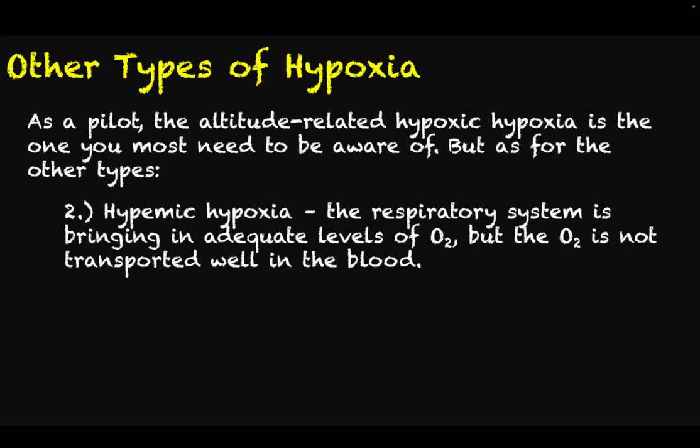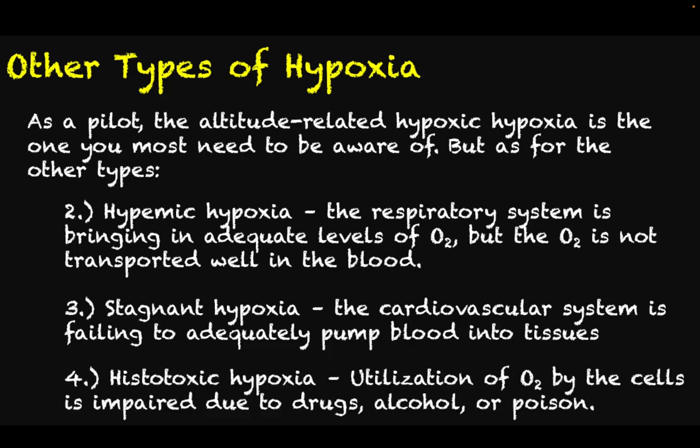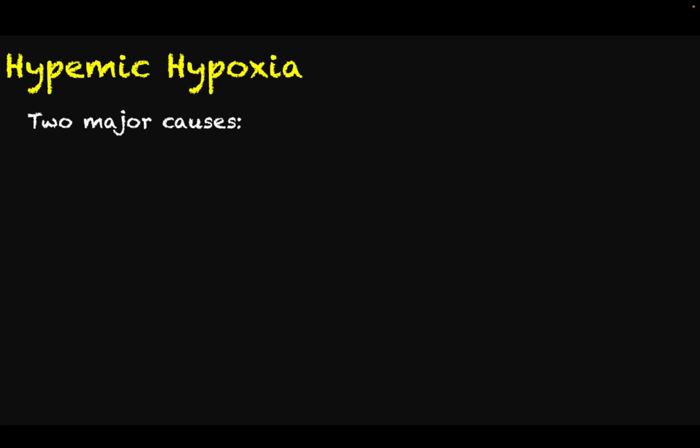You have hypemic hypoxia, which is indicating that the respiratory system is bringing in adequate amounts of oxygen, but the oxygen is not transported well in the blood. We'll talk about that here in a second. There's stagnant hypoxia, in which we implicate the cardiovascular system as being the problem for not adequately pumping oxygen-rich blood into the tissues. And then you have histotoxic hypoxia, in which the utilization of oxygen by the cells in the body is impaired due to the presence of some sort of chemical that affects those sorts of chemical reactions, things like drugs, alcohol, or poisons.